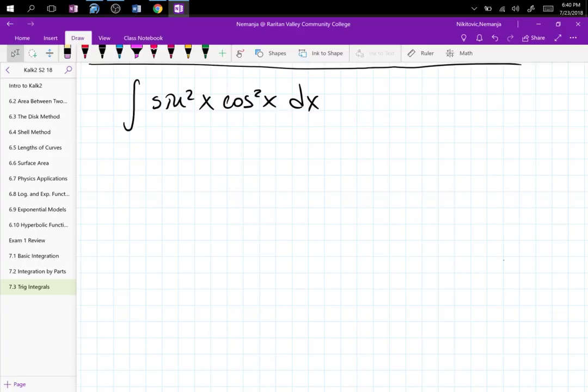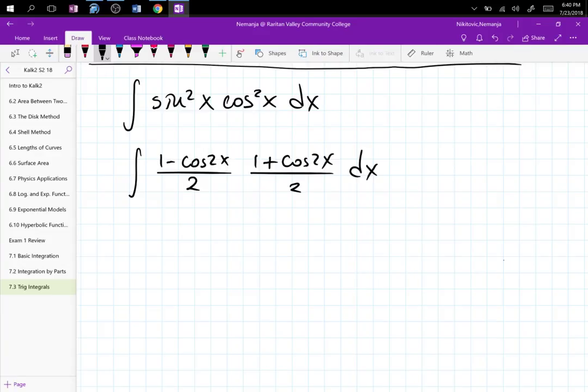All right, so as we said, this problem doesn't have any odd exponents. If everything is even, then we have to use the power reducing formulas. Some of you call them half angle, whatever. So now we have the integral of the first one, 1 minus cosine 2x over 2, and the second one, 1 plus cosine 2x over 2, dx.